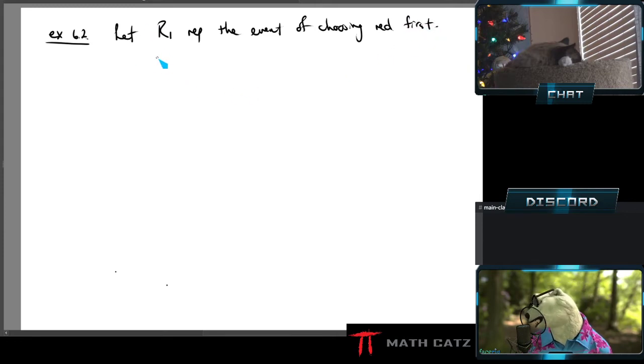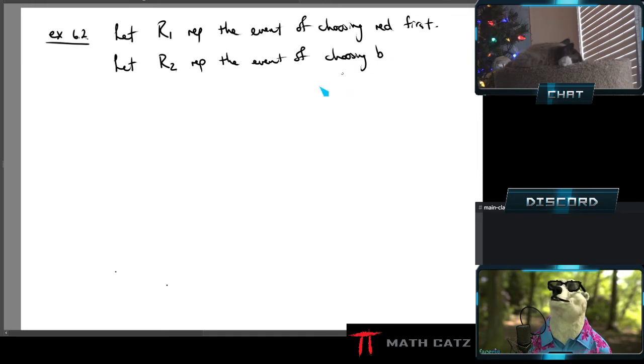And I don't need a new name for selecting a blue ball first because it'll just be the complement of this event. Though you're welcome to do it as a separate event, but they're complements of each other anyway. I just feel like focusing on red. It's just a choice. There are different ways to go about this. R2 is going to represent for me the event of choosing red, not blue.